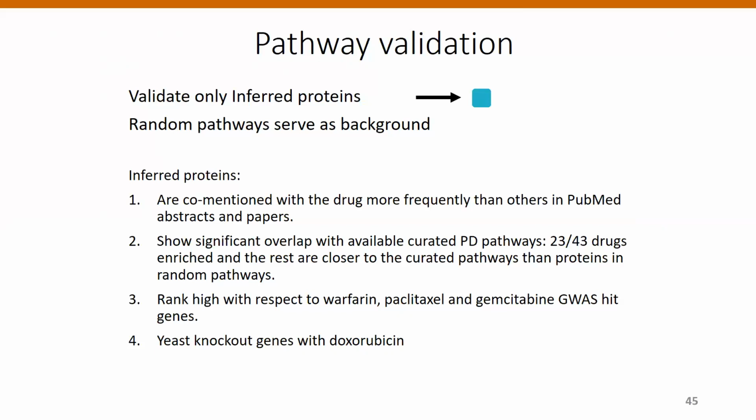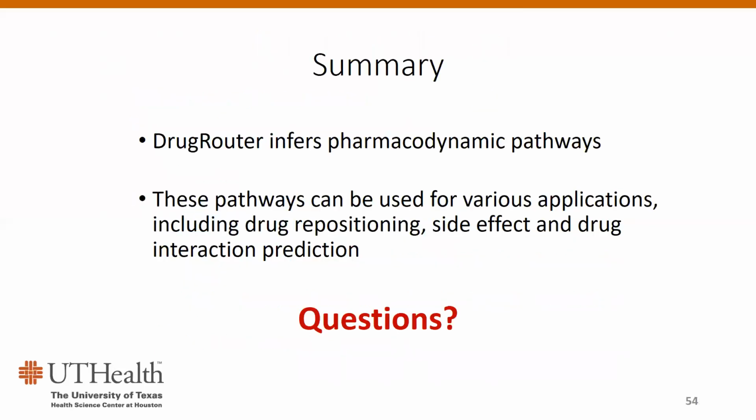response to doxorubicin. So to summarize, DrugRouter infers pharmacodynamic pathways. This pathway can be used for various applications, including drug repositioning, side effect, and drug interaction prediction. And in our current work, they were used to just reduce the hypothesis space of the question of warfarin. And with that, I'll conclude, and thank you if you have questions.